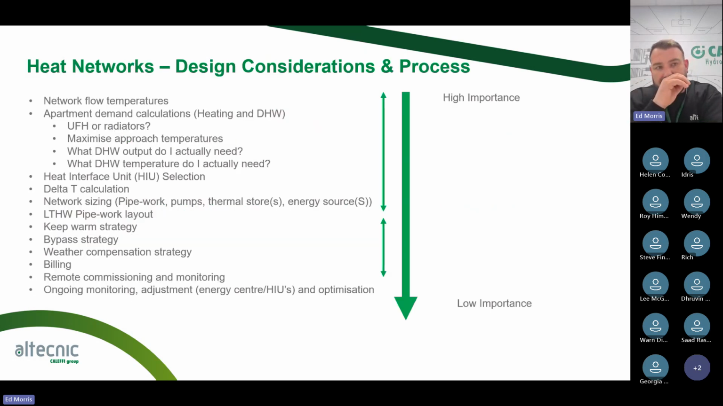So when we look at some design considerations of heat networks, we have to prioritise what's high importance and what's low importance. We've tried to put a bit of a table together here which shows which is which. So first of all, your network flow temperatures, what sort of network are you going to run at? What is going to be your primary flow, primary return temperatures? The apartment demand calculations, that's heating and domestic hot water. HIUs, underfloor or panel radiators, maximising the approach temperatures.